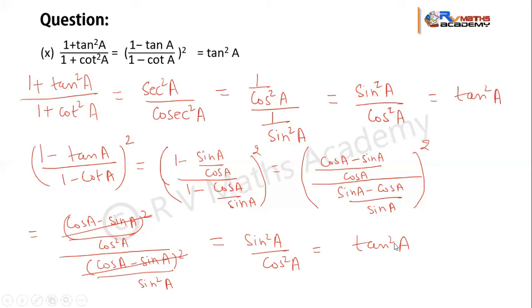So here we can see easily that 1 plus tan square A upon 1 plus cot square A is equal to tan square A, and also the square of 1 minus tan A upon 1 minus cot A is also equal to tan square A.